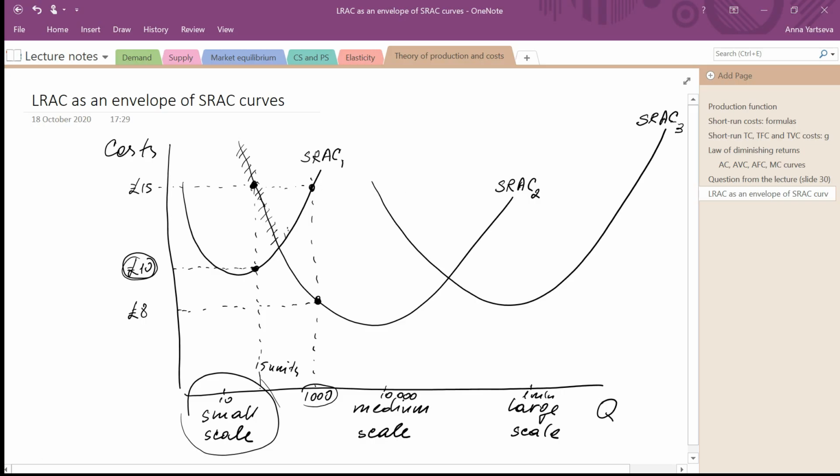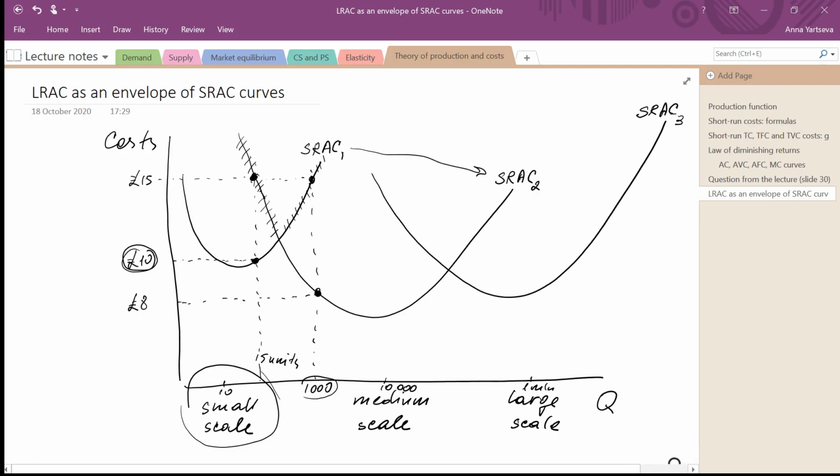In other words, we will never stay along this line. It's not relevant for us. We will never choose it. We will never operate there. Because we are able to vary the amount of capital, we will simply switch from this cost function to that cost function. The same is true when we move between medium and large scale of production.